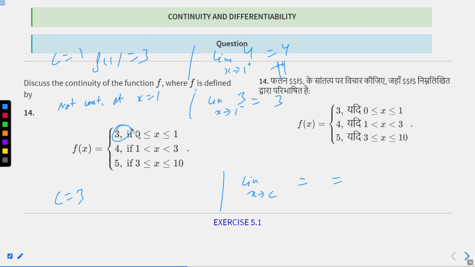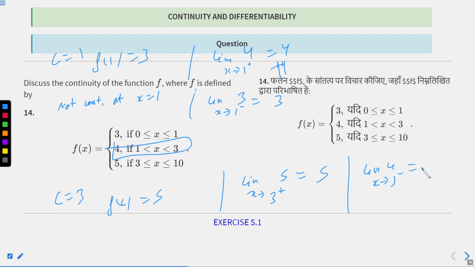What about 3? If C is 3, then f of C will be what? I have to use this. This means 5. So f of 3 plus, let me just first of all find the limit at 3 approaching from the right hand side. So this means approaching from the right hand side, I have to use this. This will be 5. So far so good. But what about limit x tends to 3, but from the left hand side, I have to use this. This means 4.